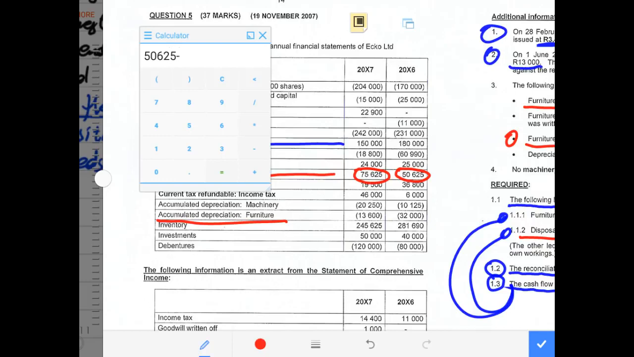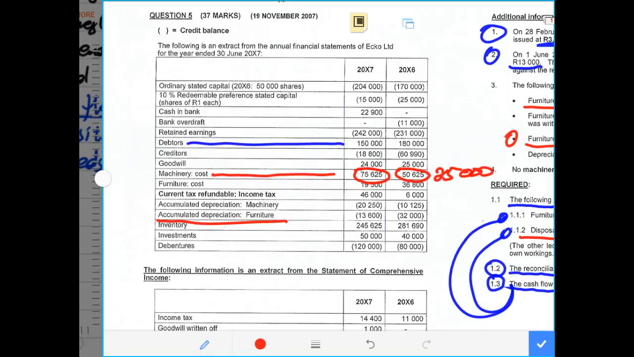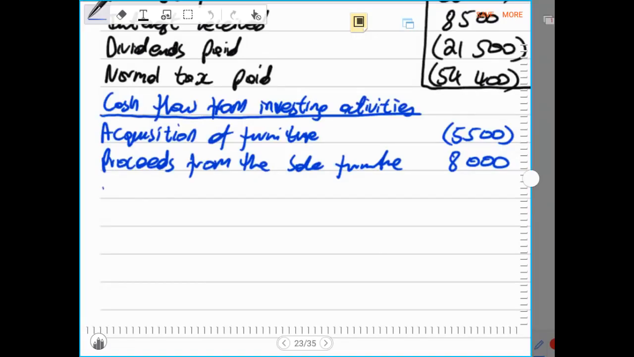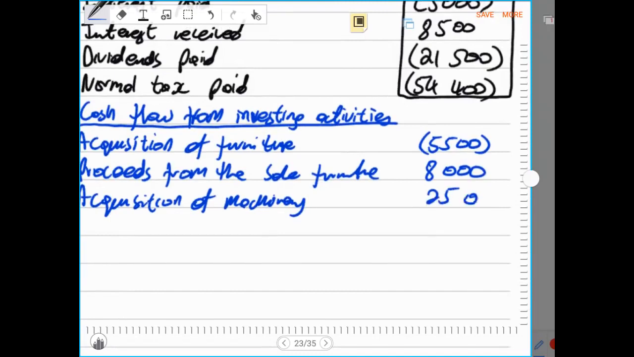75,625 minus 50,625. This will give us 25,000 rands. That means we bought machinery to the value of 25,000 rands in the current year. Therefore now we will have acquisition of machinery, machinery that was acquired during the year, because our machines increased. And machines can increase if we buy a new machine. Negative, indicating money going out of the business.